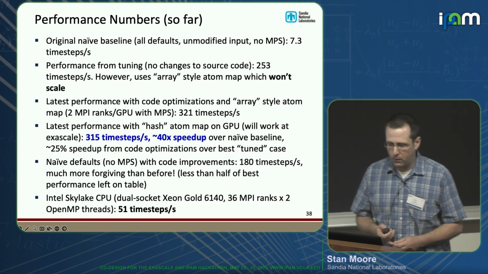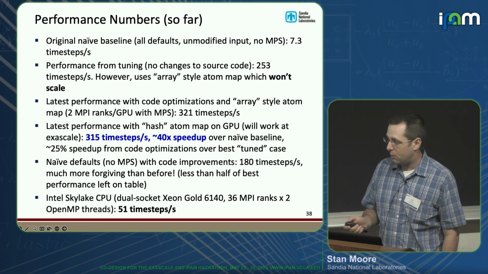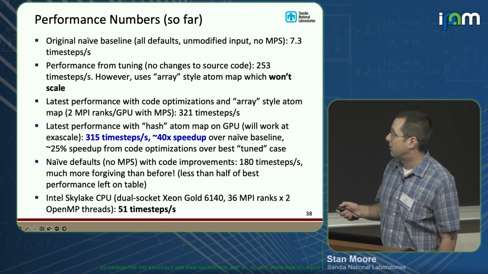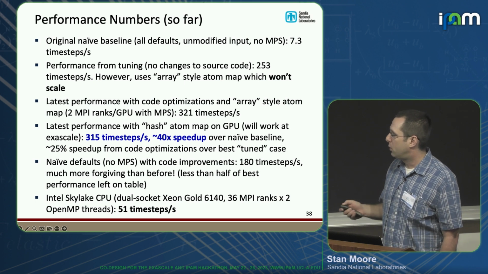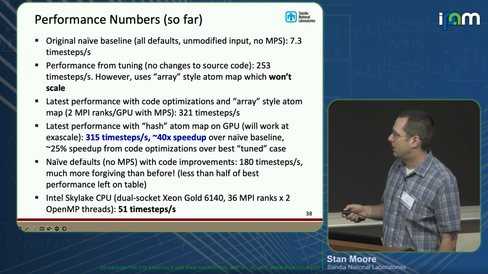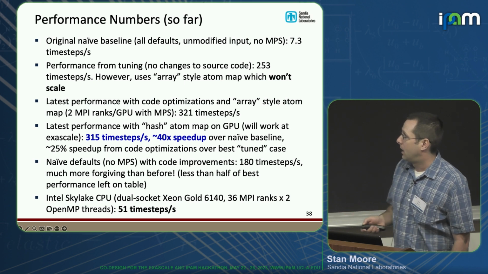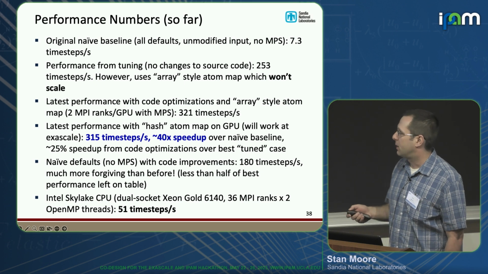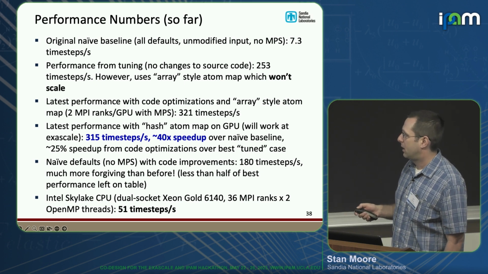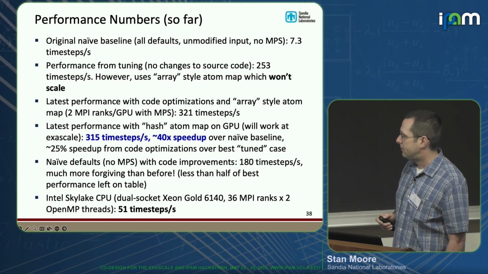Okay, so here are the performance numbers so far. Our original naive baseline was only 7.3 timesteps per second. By tuning and changing some of the parameters and the input scripts, with no changes to the source code, we got up to 253 timesteps per second. However, if you remember previously, this is the array atom style, which won't scale.